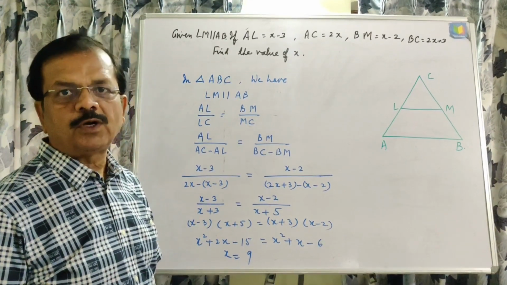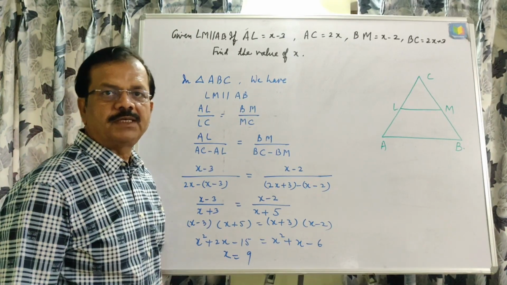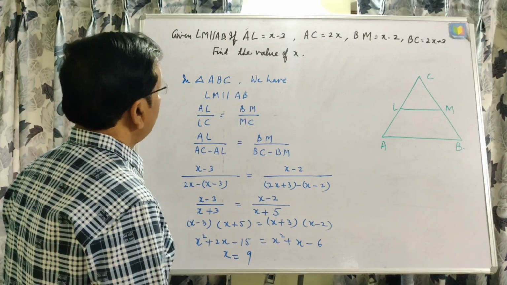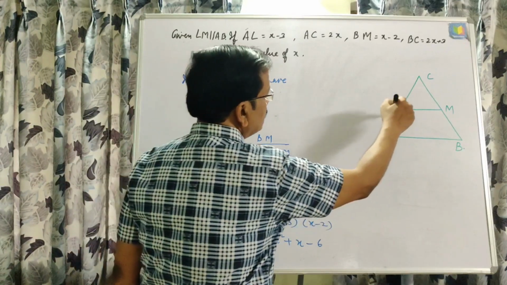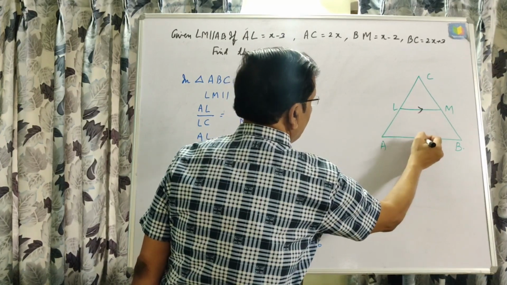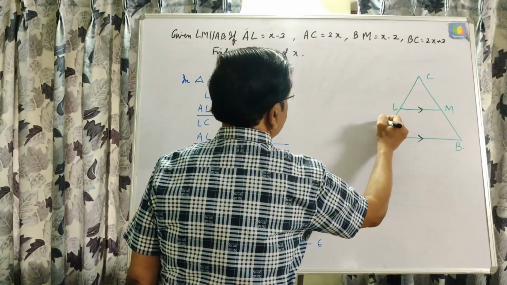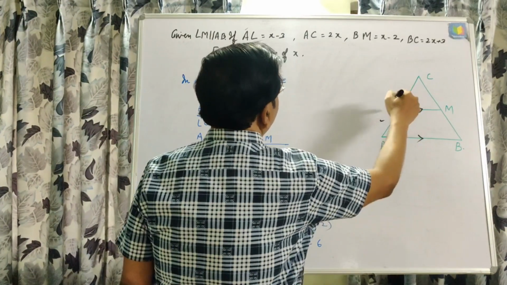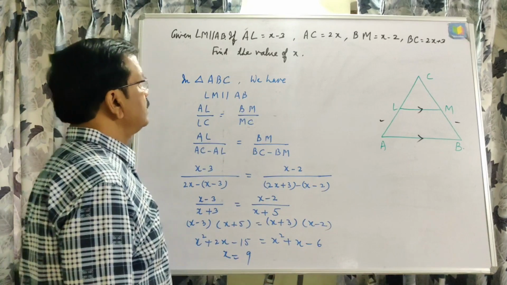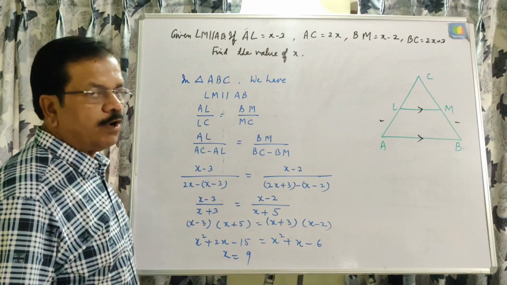Now we will discuss all possible types of questions related to basic proportionality theorem and converse of basic proportionality theorem, which can be asked in board examination also. Okay, in this question we are given this figure. ABC is a triangle and LM is parallel to AB. We are given AL is equal to x minus 3, AC is equal to 2x, BM is equal to x minus 2, and BC is equal to 2x plus 3. Then with the help of these we can find the value of x.